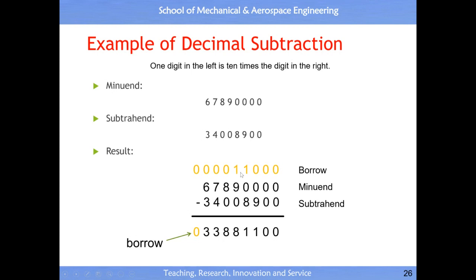Here, because we have a borrow of 1, 9 minus 1 gives you 8. Then 8 minus 0 equal to 8. 7 minus 4 equal to 3. 6 minus 3 equal to 3. So this is the final result.